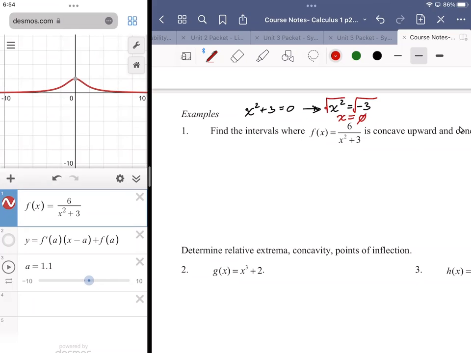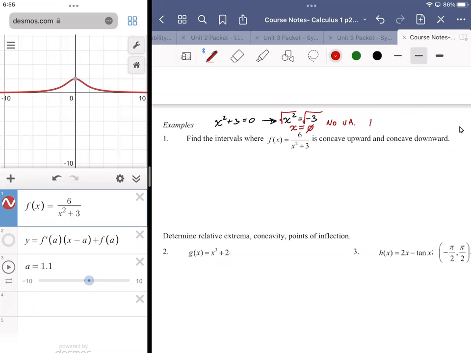But so we have no vertical asymptotes, even though it's a rational function, no vertical asymptotes, no discontinuities. So the domain is negative infinity to infinity.